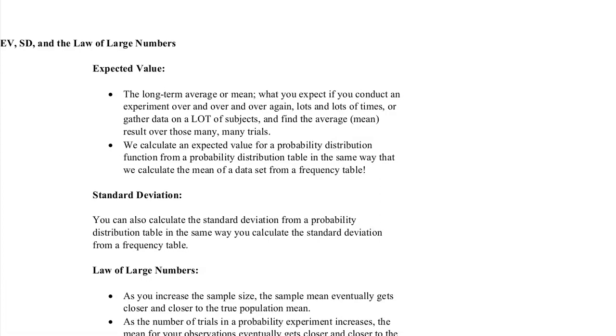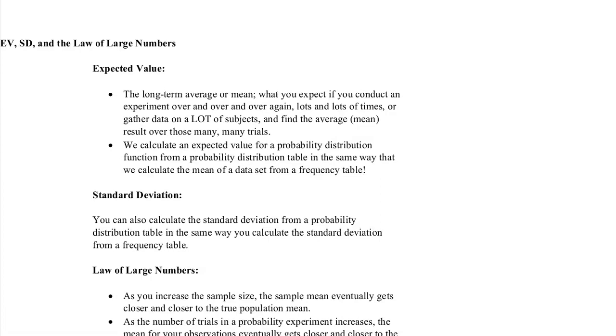We calculate the expected value for a probability distribution function the same way that we calculate the mean of a data set from a frequency table. When you used your calculator to find the mean for data presented with a frequency table, you put the data into list 1 and the frequency into list 2, and then you did your one variable stats. You're going to do the same thing, except now, instead of having that second list be frequency, it's going to be relative frequency, which is the same thing as your probability.